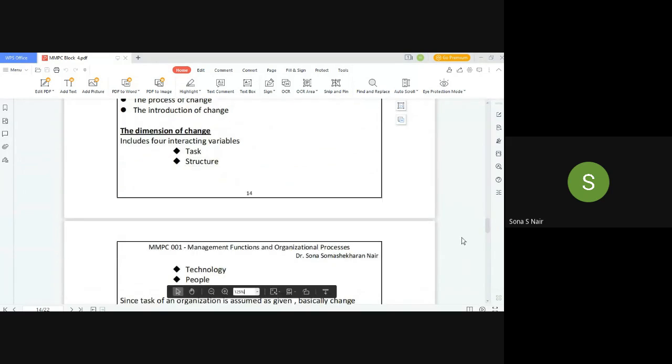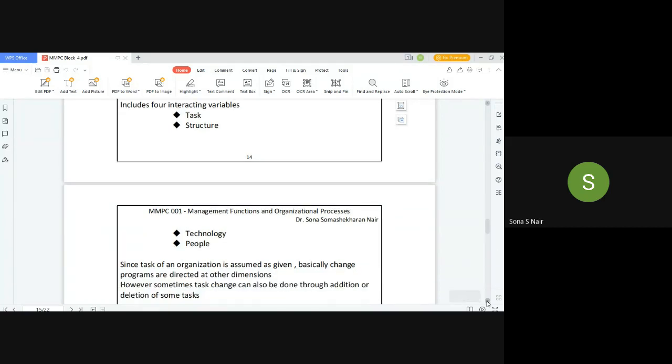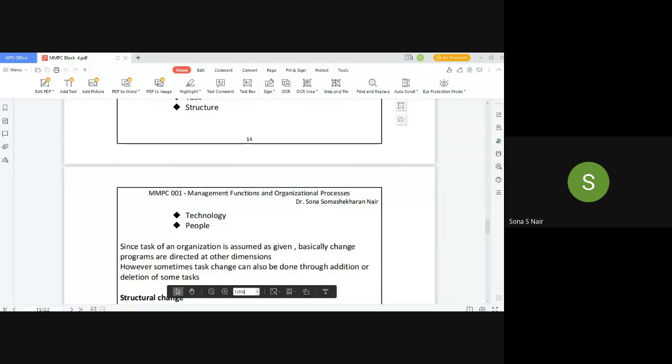Dimension of change means what needs to be changed in the organization. The organization has task or work. Does it need to be changed? Structure, does it need to be changed? Technology, people, what is to be changed? Now, since the task of an organization is assumed to be given, because they will not change the business, the task is going to be the same. However, task can also change, sometimes through deletion and addition of some tasks.